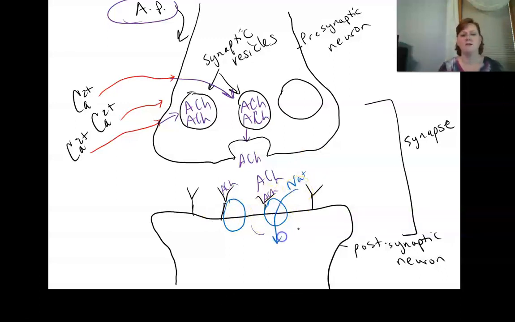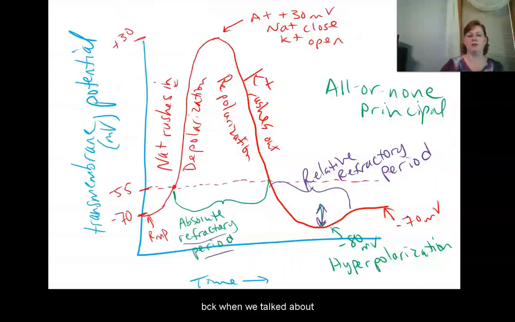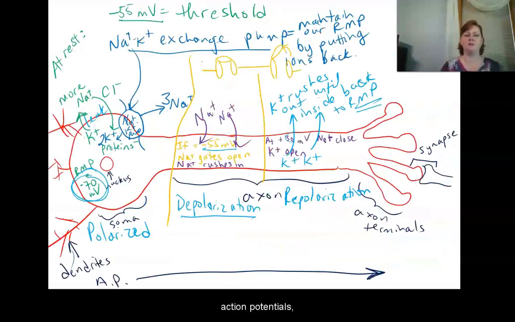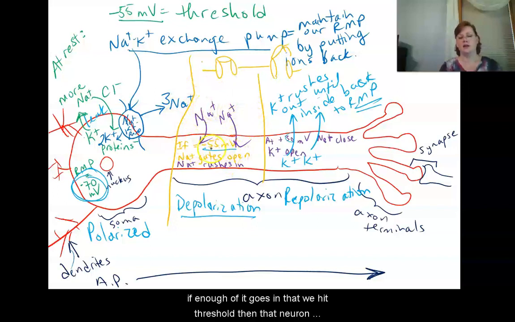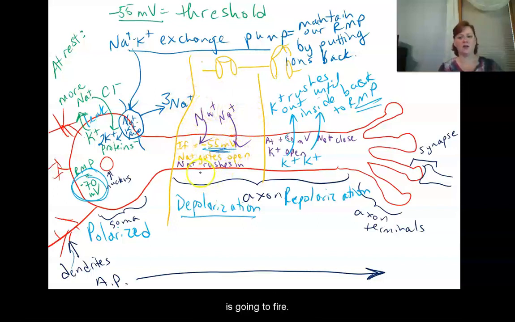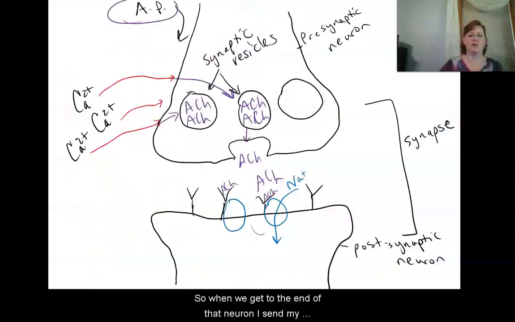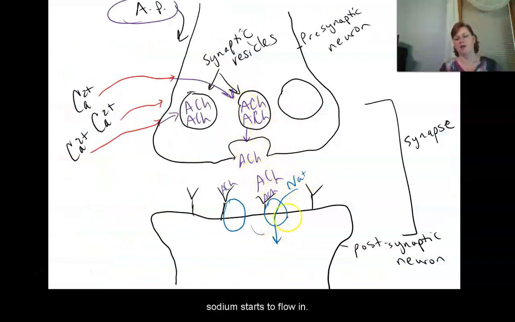sodium to go in. And if you remember, back when we talked about action potentials, when sodium flows into the neuron, if enough of it goes in that we hit threshold, then that neuron is going to fire. So when we get to the end of that neuron, I send my neurotransmitters out, they bind to receptors, and sodium starts to flow in.